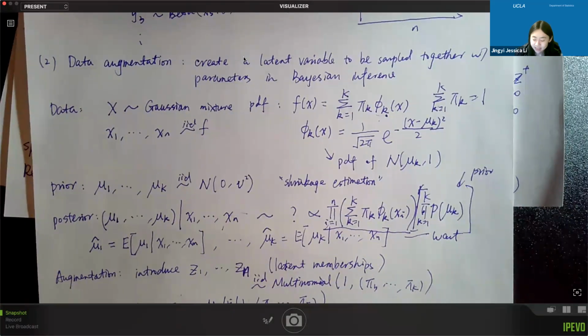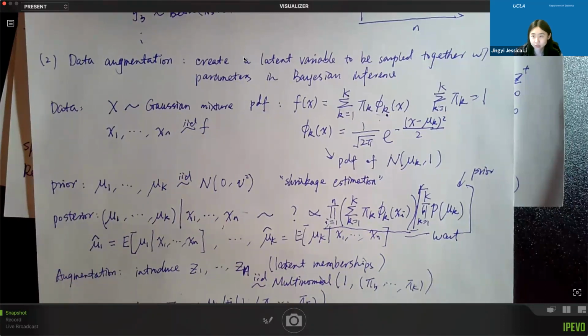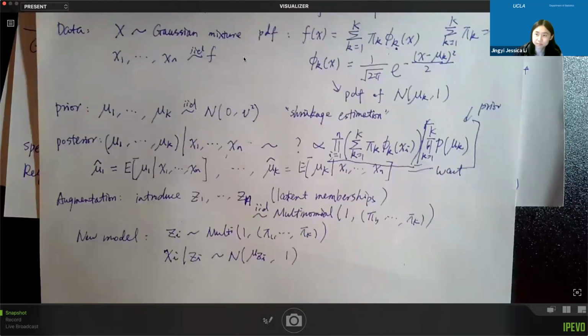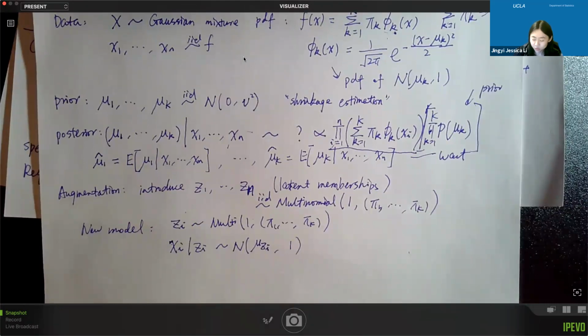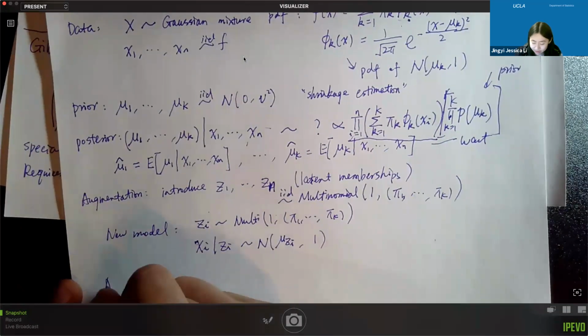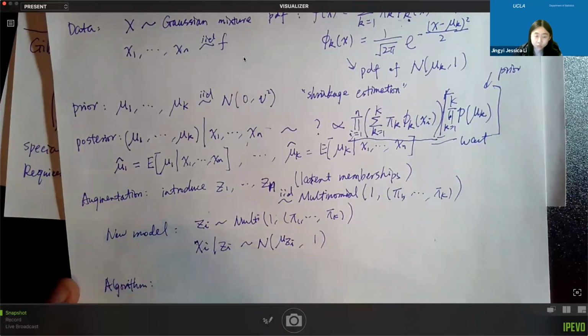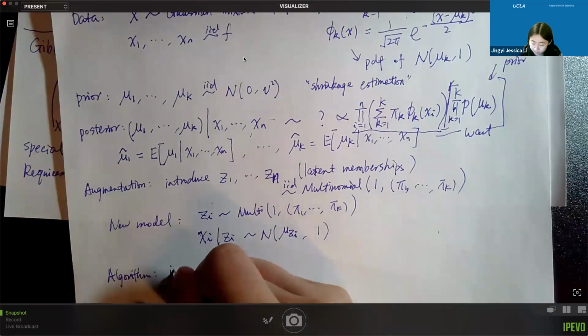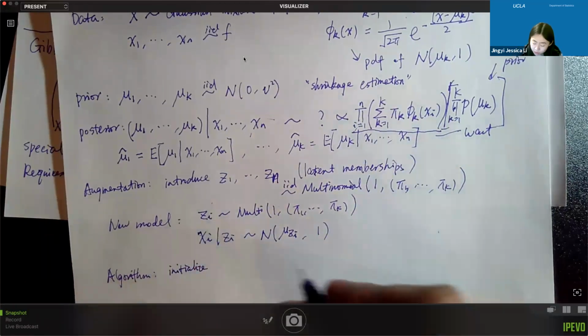But what's nice is that I can sample Z1 to Zn together with my mu1 to mu k. That's super nice. So this is another application of the Gibbs sampler. It's very similar to our EM algorithm, but a different perspective. Let me write down the algorithm so it's clearer for you. What we do first is randomly initialize mu1.